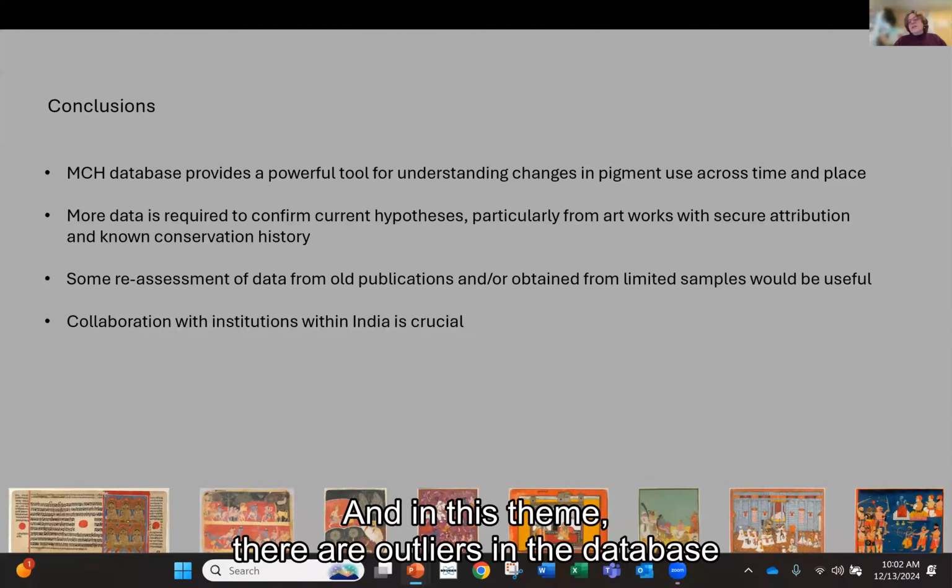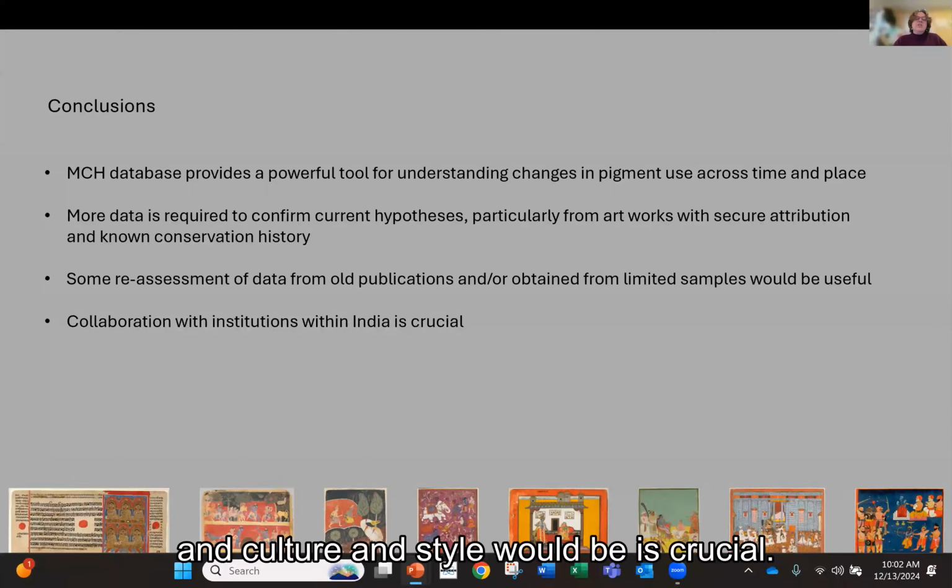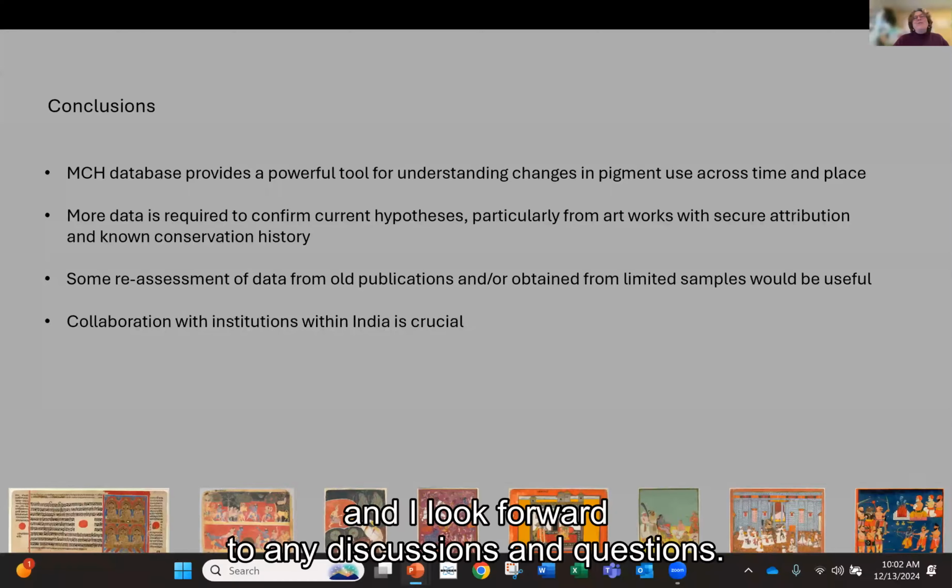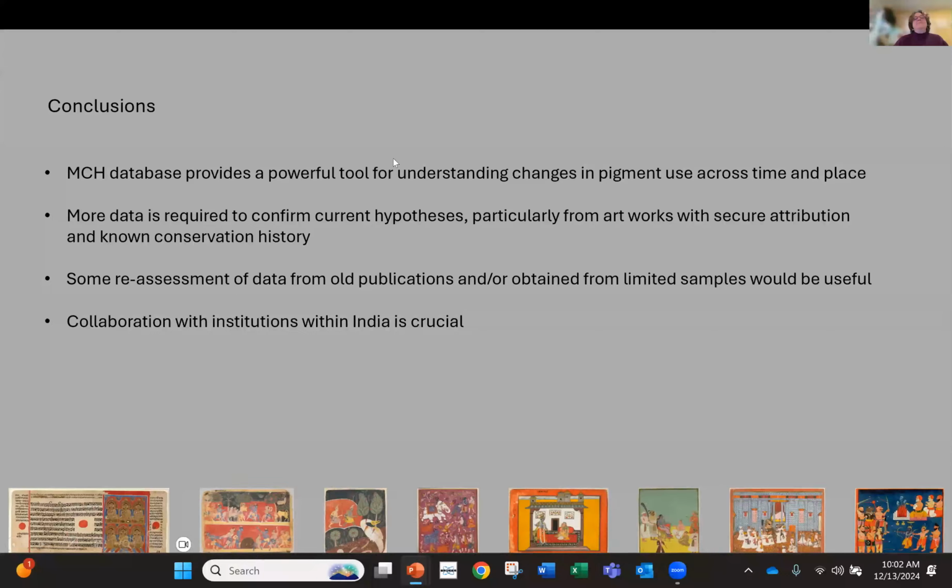And collaborations with institutions within India is crucial. And this is why we're so grateful to the Mittal Institute and to the Mapping Color in History Delhi office, because we do have a slightly Western bias in the works that are present, the works that were collected and are in these art museums. So looking at the materials that remained in India and with a wider spread in terms of geography and cultural style is crucial. Thank you very much. And I look forward to any discussions and questions. I will stop. Thank you.